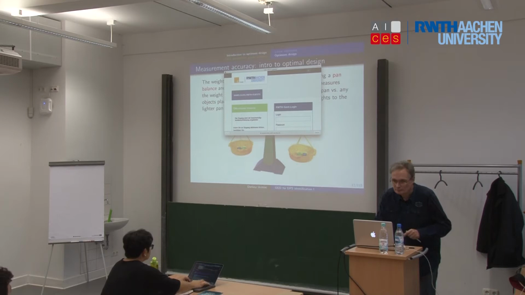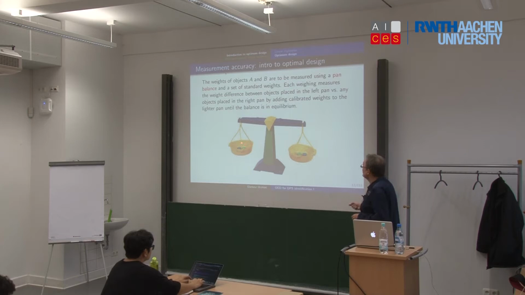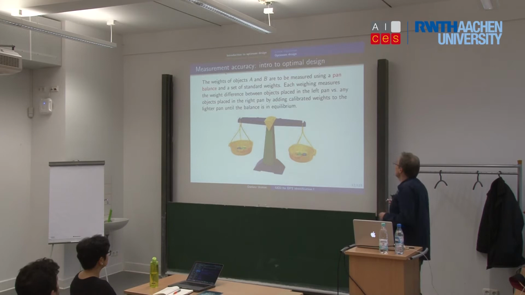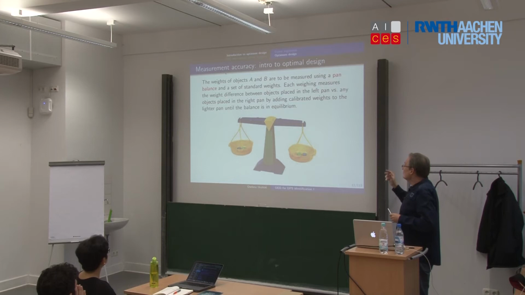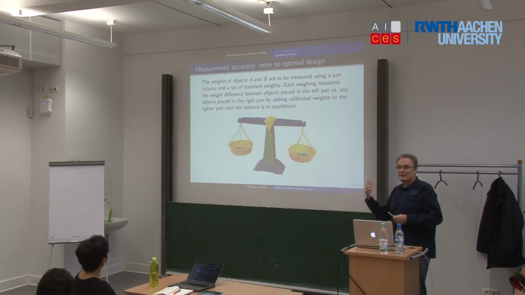So we put some objects on a left pan, and we put some objects on the right pan, and we have also some calibrated weights, and we add them to a lighter pan in order to put the balance in equilibrium. So the sum of the calibrated weights is just the difference of the weights of the objects on one pan and on the other pan.